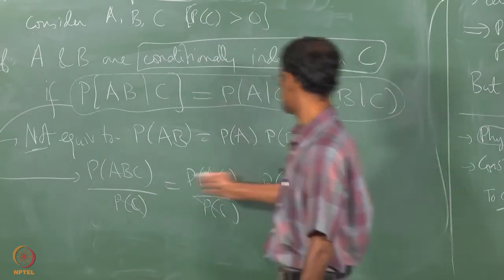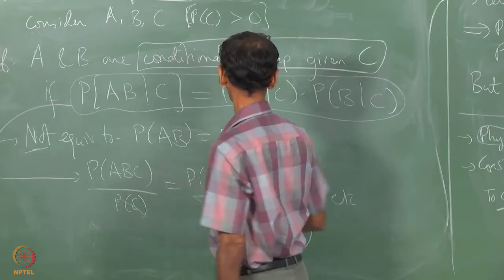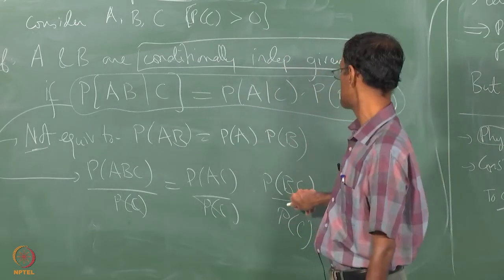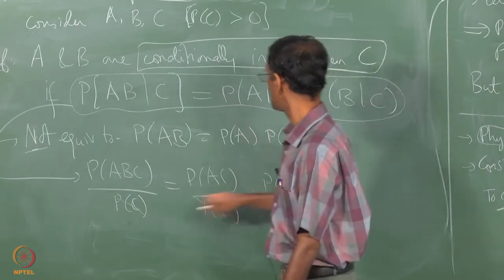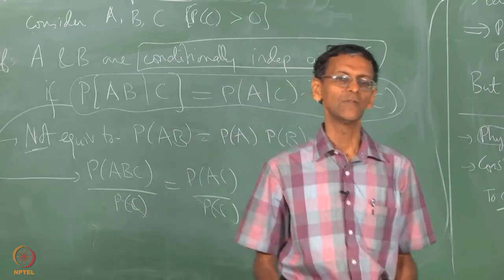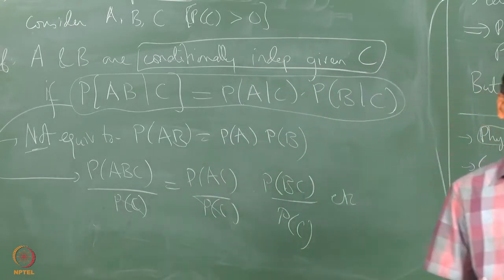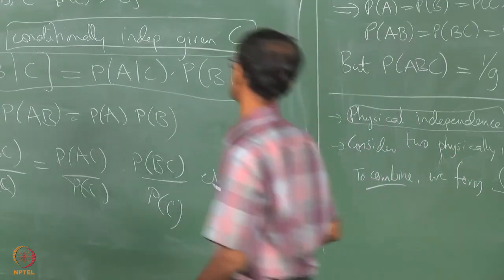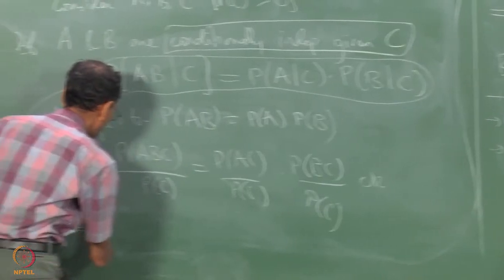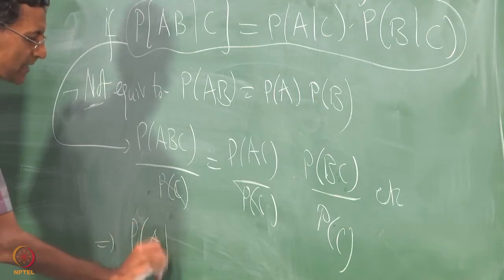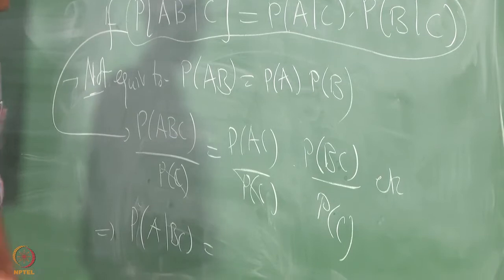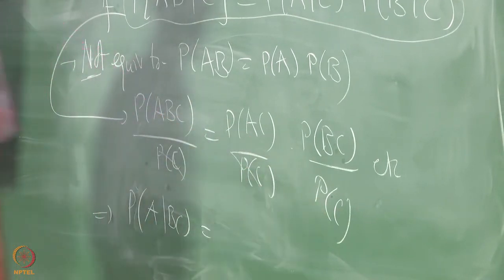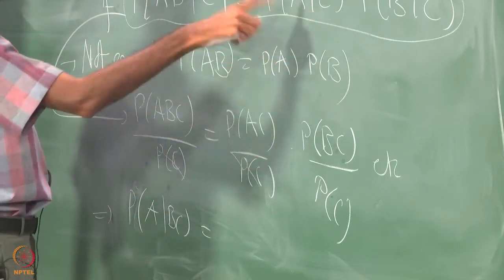And you can take one of these down here. P of ABC divided by PC, assume this is positive; if this is positive, you can divide by this and put it down here. P of ABC divided by PBC is nothing but P of A given BC. This means that P of A given BC is going to be equal to what? What you will be left with is AC by PC, which is A given C. Maybe I didn't need to write the whole thing out.